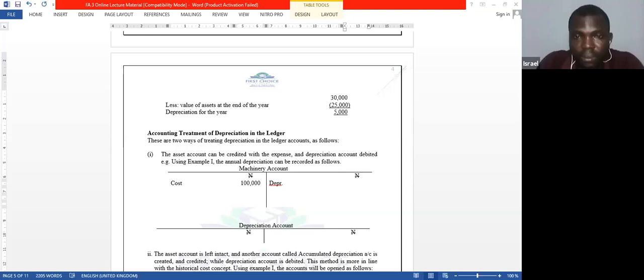Now we have it on the credit side here. So we now come to the debit side. Depreciation is an expense account. So you come there and put machinery. You put machinery here.